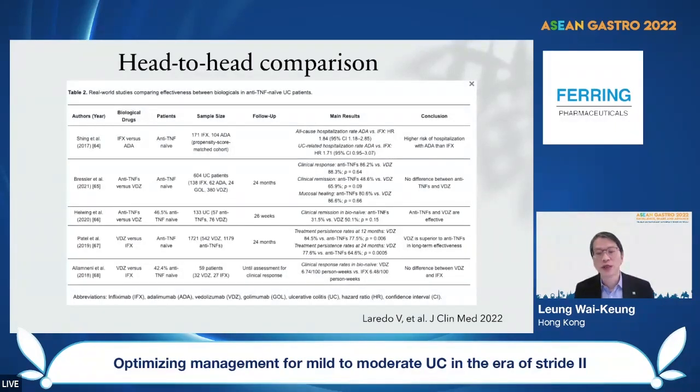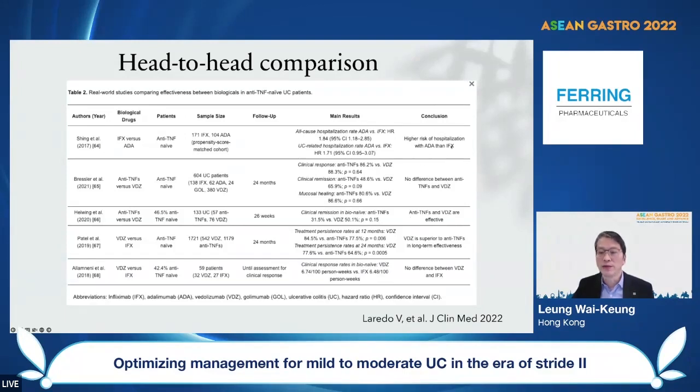So unfortunately, there are not many head-to-head studies comparing different biologics. I think you're very familiar with vedolizumab compared with adalimumab, but other than that, is there any other data? This is a very recent summary of real-world studies comparing the effectiveness between biologics in TNF-naive UC patients. You can see that most of the studies did not find any difference between anti-TNF and vedolizumab in real life.